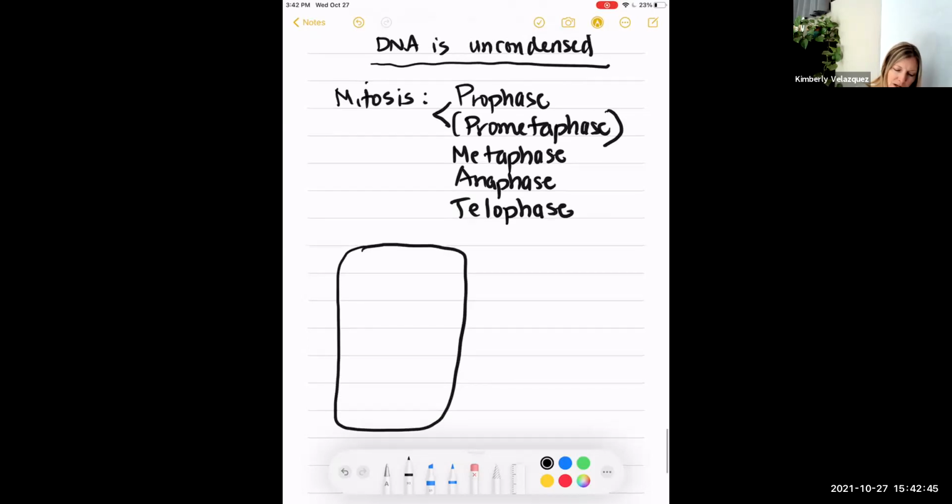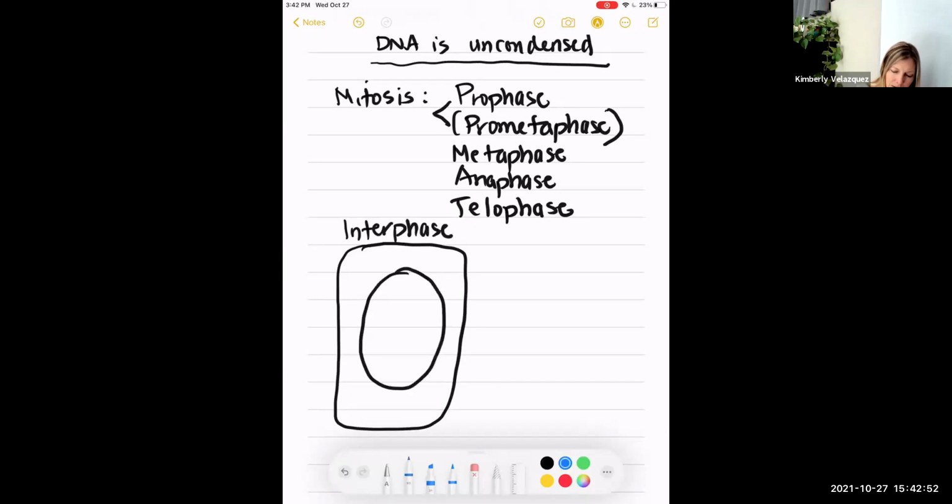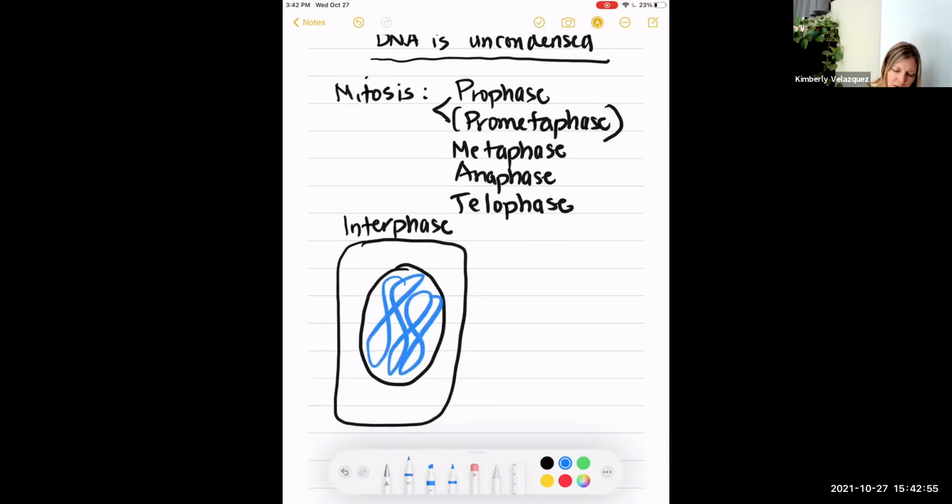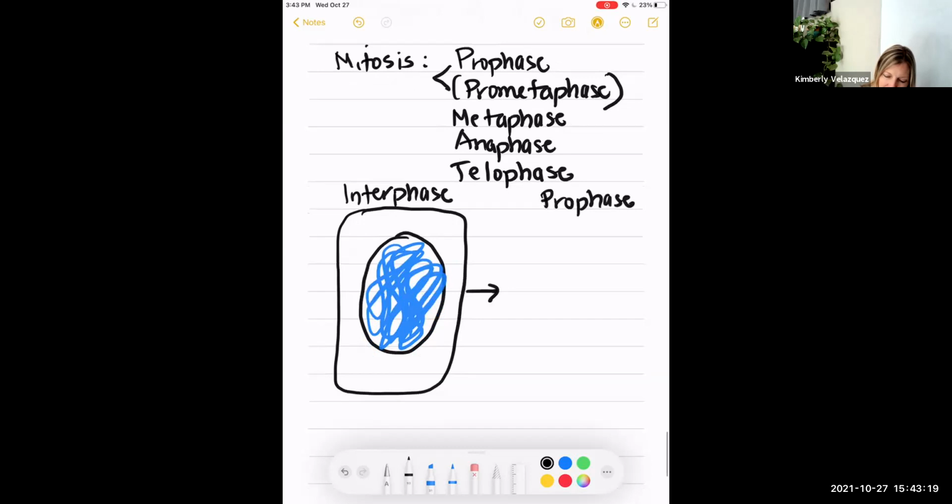Remember that in interphase, in the nucleus, DNA is all stretched out, uncondensed, and now that needs to get more organized. The goal is to pull the two sister chromatids apart, and in order to do that, there needs to be more organization. It can't just be all tangled up. So as that cell moves into prophase, one of the first things that's going to happen is that that DNA is going to condense and become visible as individual chromosomes.